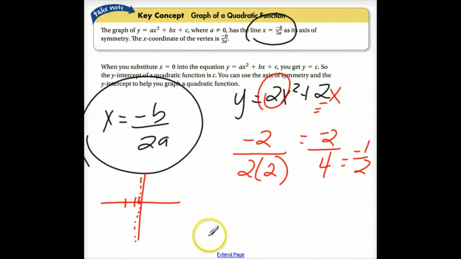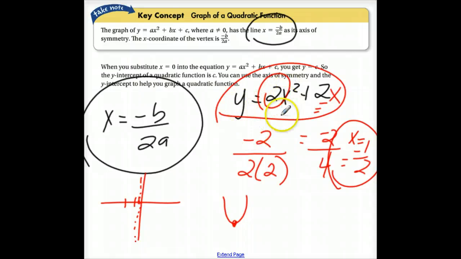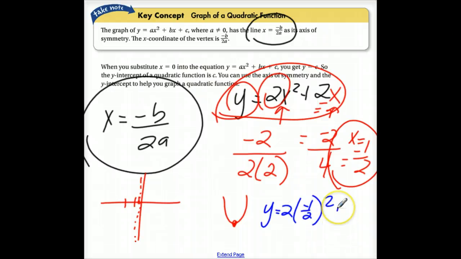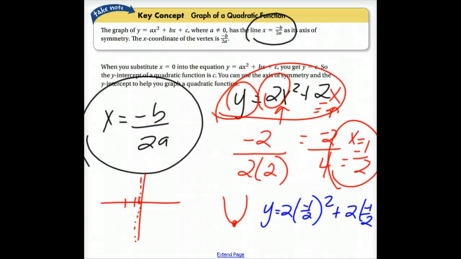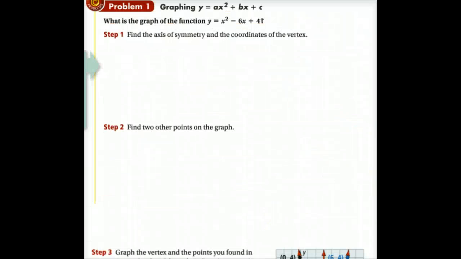If I want to know the point of the vertex, where that exact middle is, x equals -1/2. If I put that into my function for my x value, I can find y. So let's do that really quick. y equals 2 times -1/2 squared plus 2 times -1/2. I think this one has been done already for us. Yep, looks like they got -1/2 for y as well. So that's how you get the actual ordered pair for the vertex.